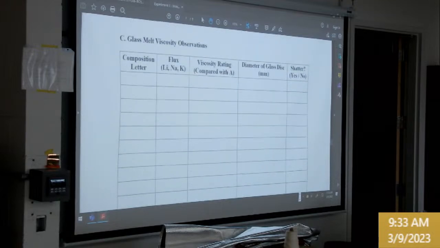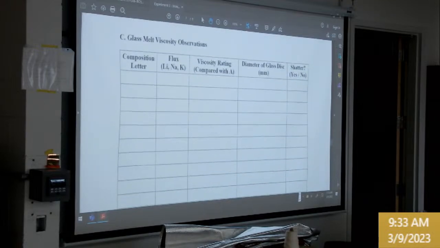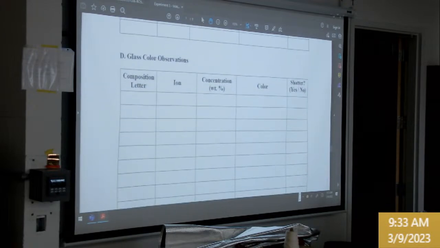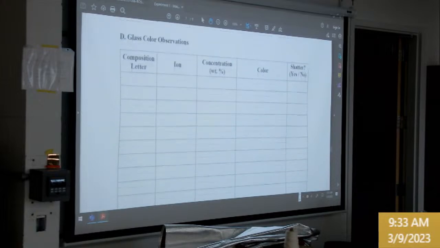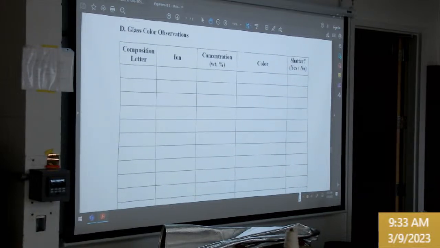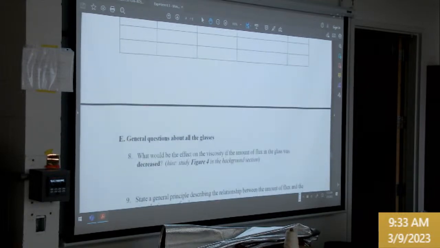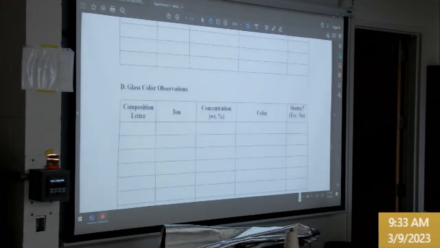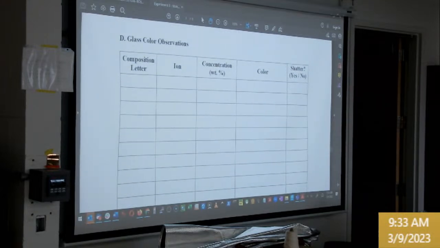That's what you're going to be recording for viscosity in this table, diameter, and whether it shatters. We might not have a few of those, but we did with the last group. This is the table that the spreadsheet will really help you with. And then some wrap-up questions. Any questions on the preamble? That's the information for success here.